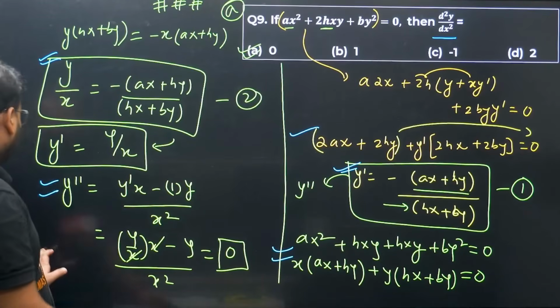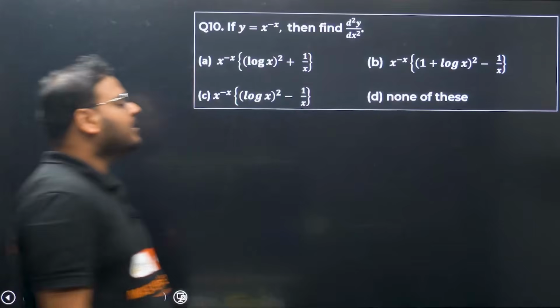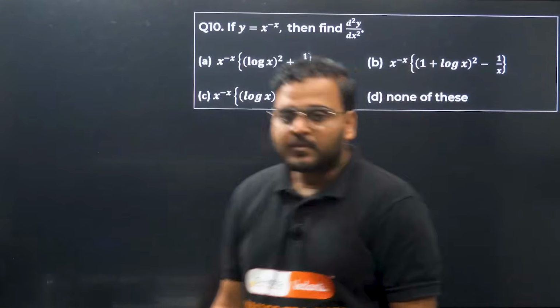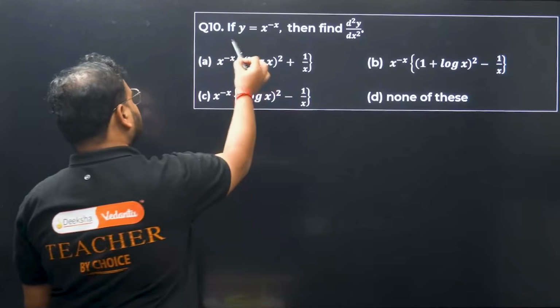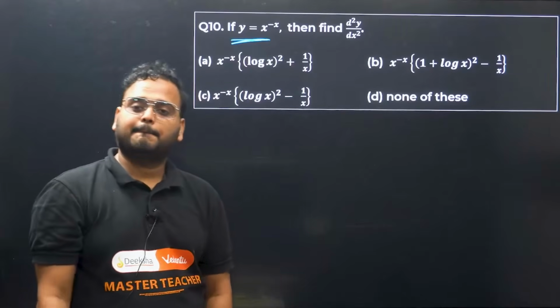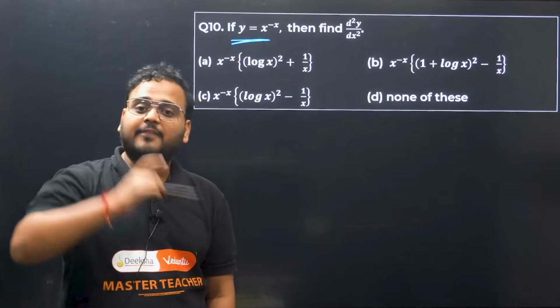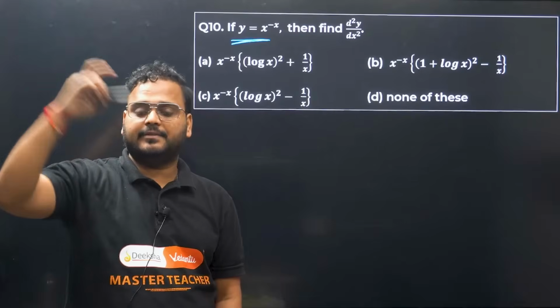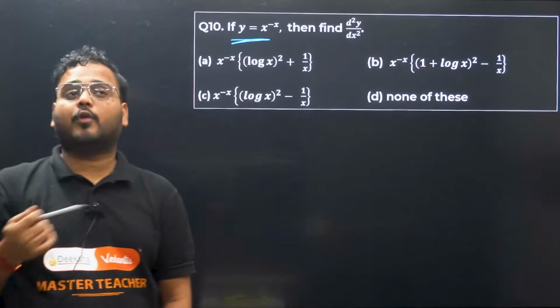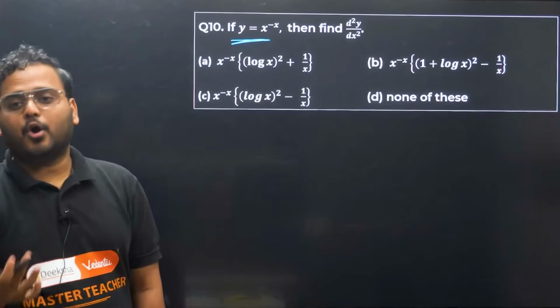Question number 10, which is the last question of the day. Let's solve and complete our session today. I'm going to use properties of log here. How come, sir? Because we have power in the given function. Whenever you have power, product, quotient, try to go for applying log on both sides.